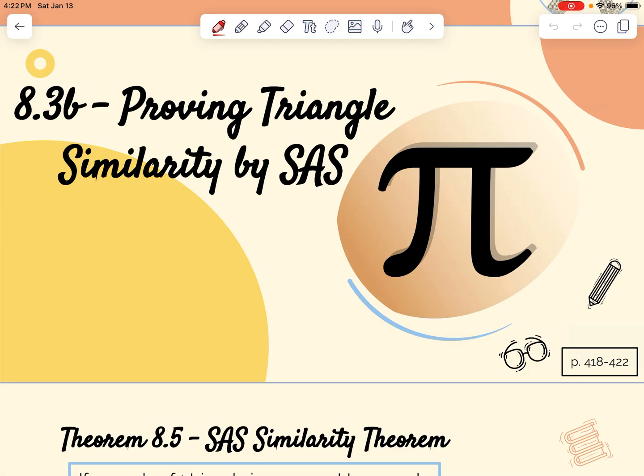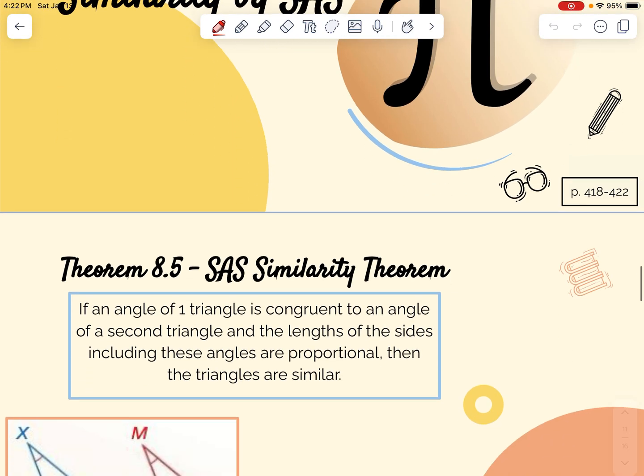Hey guys, I just want to take a couple of minutes quick and look at Theorem 8.5. Really, Theorem 8.5 is what all of lesson 8.3b is all about, proving triangle similarity by side, angle, side. We've already looked at two ways that we can prove triangle similarity, one being angle, angle, the other being side, side, side. Now we have a third way that we're looking at.